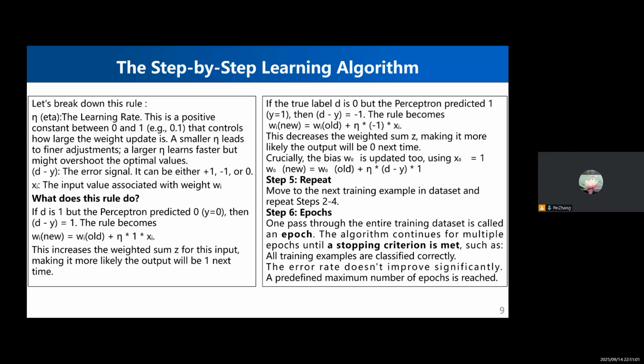There are 3 criteria for stopping. 1. All training examples are classified correctly. 2. The error rate doesn't improve significantly. 3. The predefined maximum number of epochs is reached.